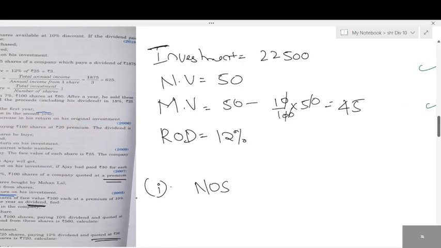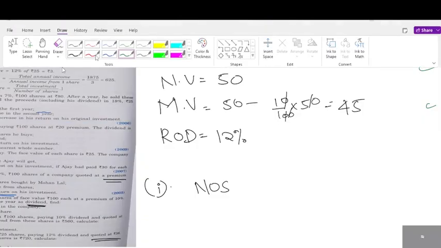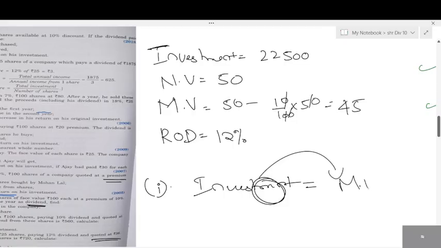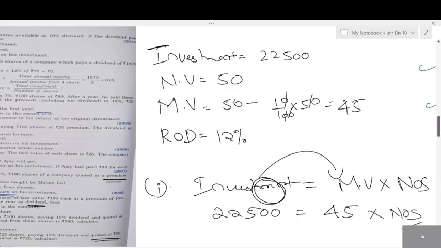Now tell me, in this question, what is given? Is investment given or dividend? Investment is given. So which formula can we use here to find the number of shares? Investment formula. What is the investment formula? M is given here. Market value into number of shares. In this, investment is given. What is investment? 22,500. What is market value? Market value is 45. Through this, are we getting number of shares?